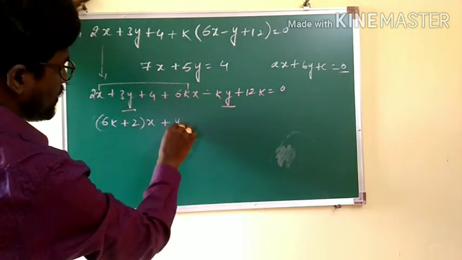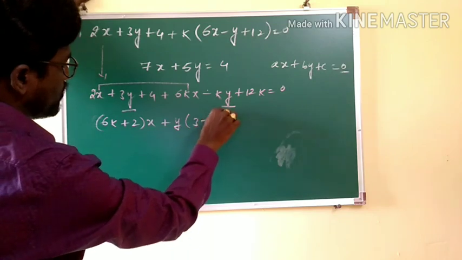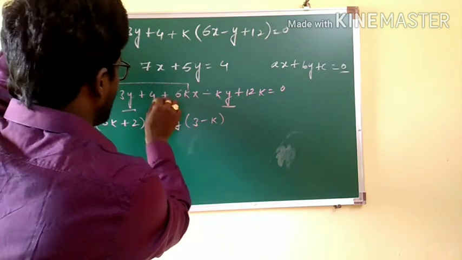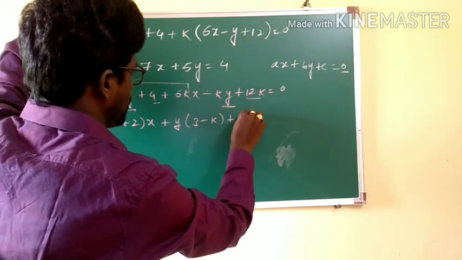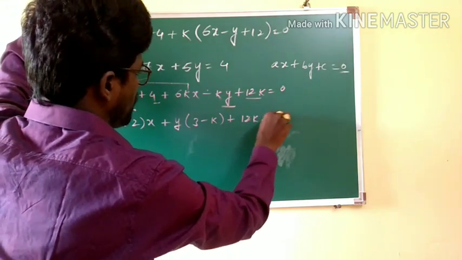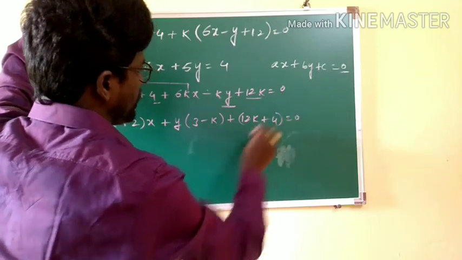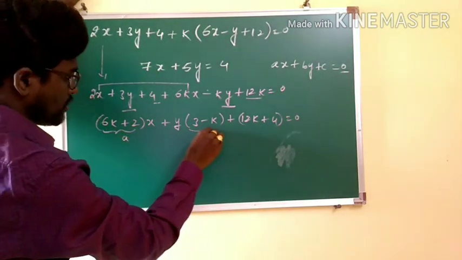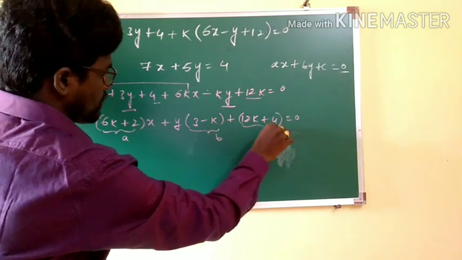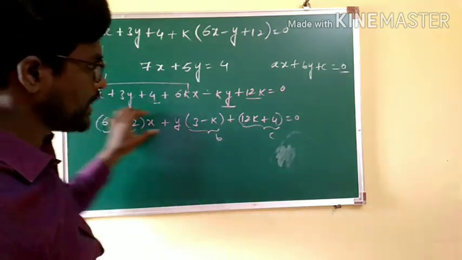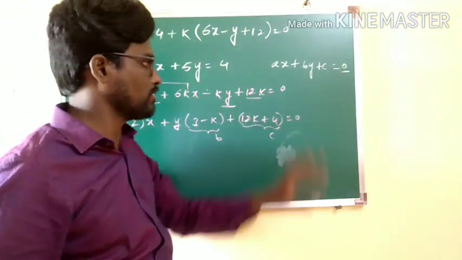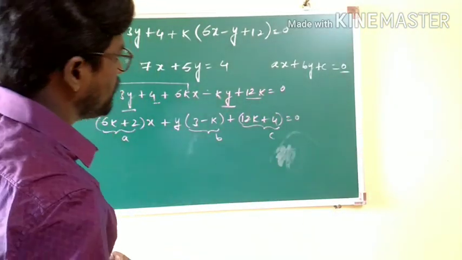What is the common factor here? y is the common factor. Therefore, we will get y into 3 minus k. And here we have two more constant terms, 12k plus 4, is equal to 0. Have you noticed properly? This is some constant a, this is some constant b, this is some constant c. So the entire equation is in the form of ax plus by plus c is equal to 0.